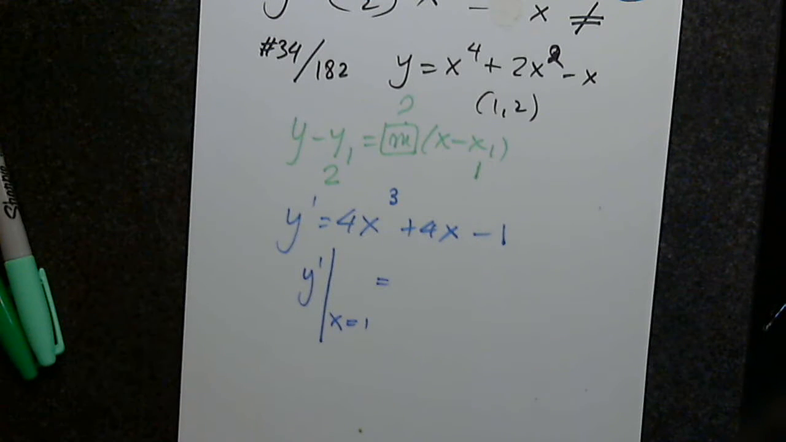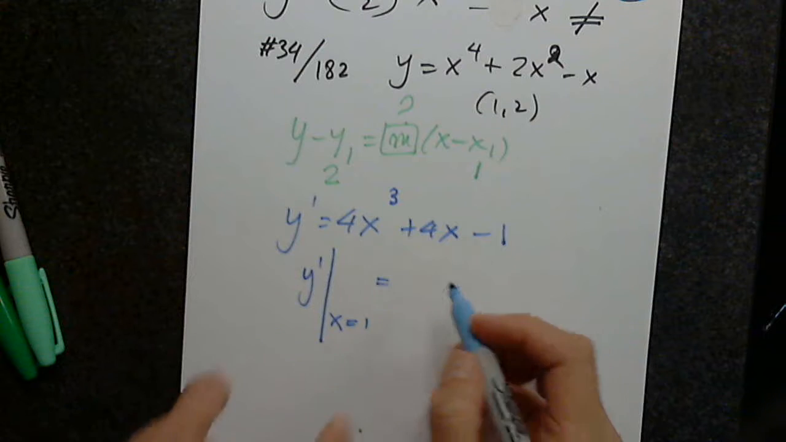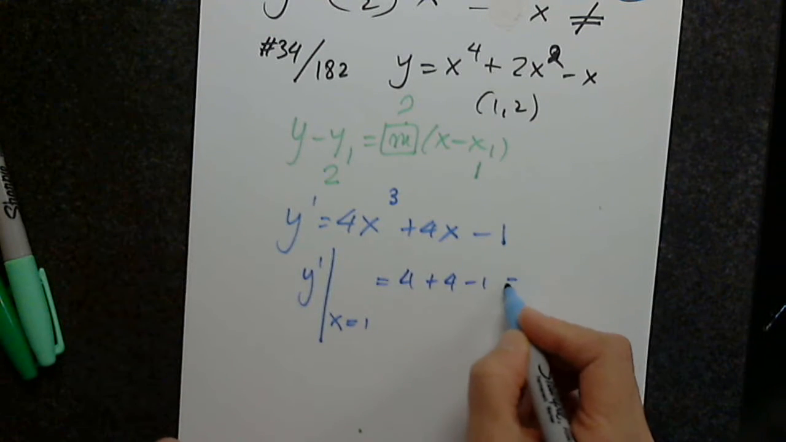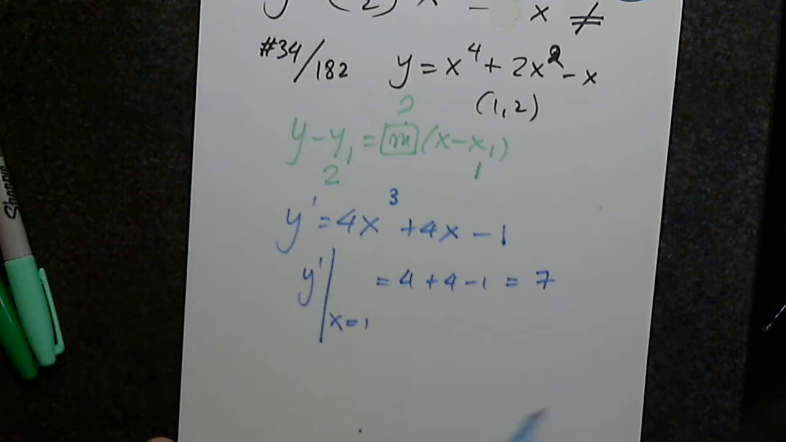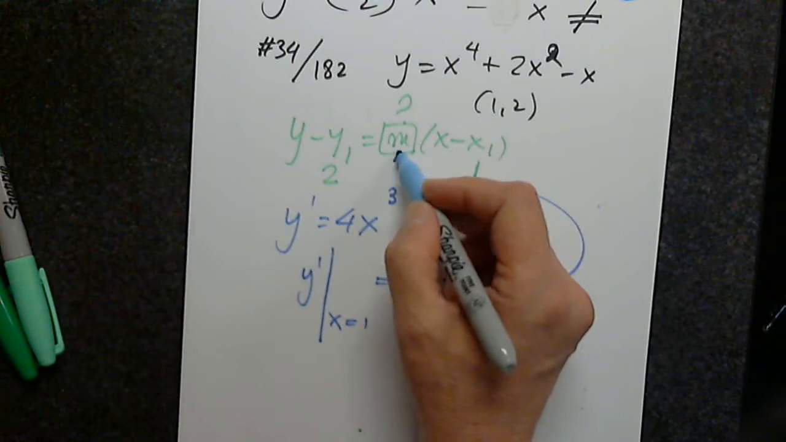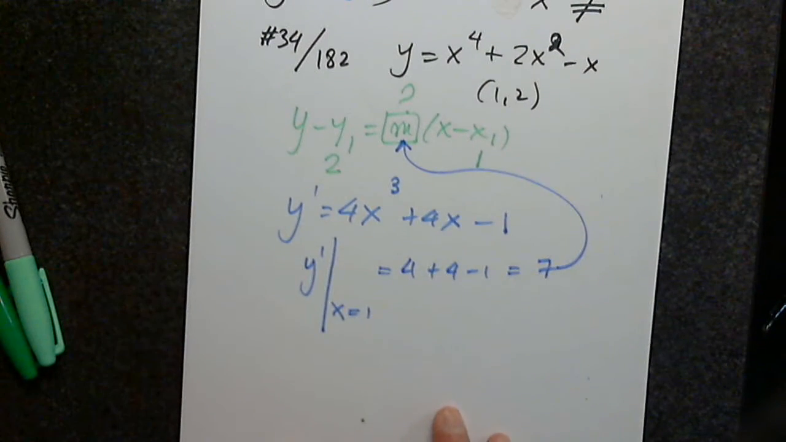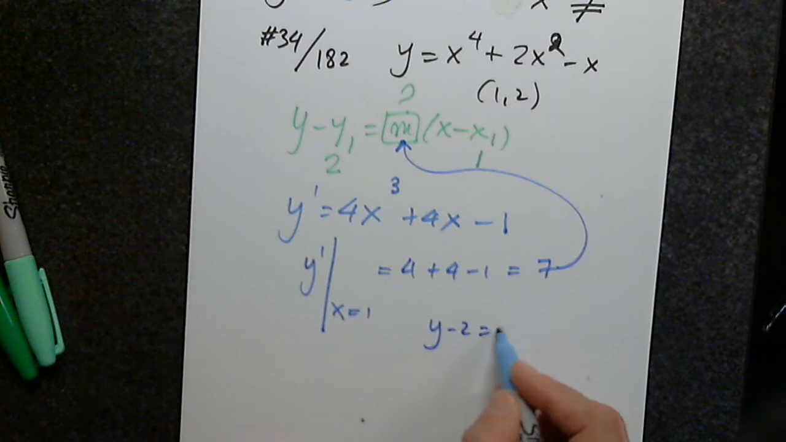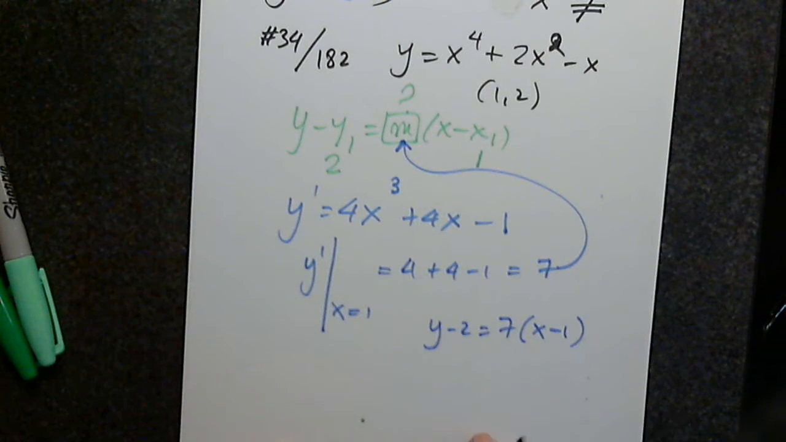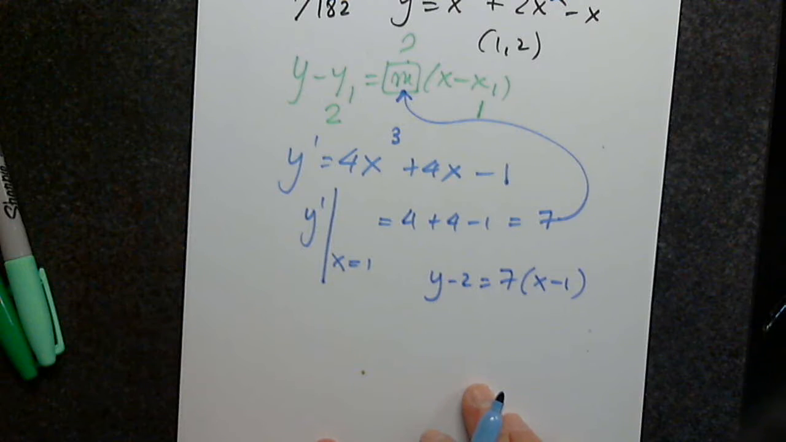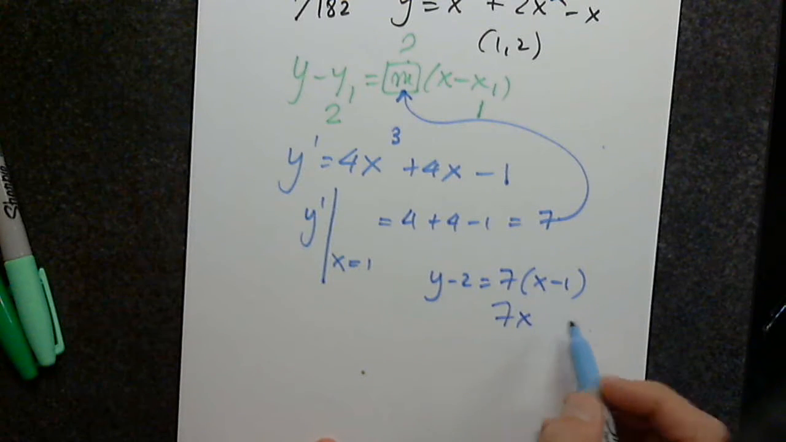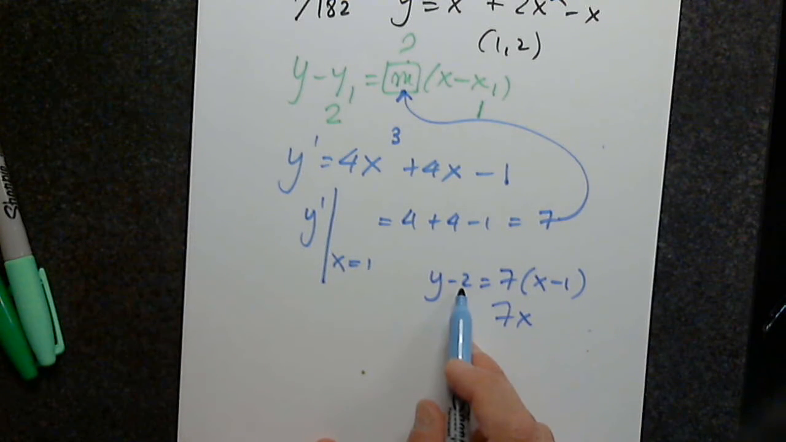What does this symbol mean? It means the value of y prime when x is 1. So it's 4 plus 4 minus 1, it's 8 minus 1, 7. And this is the number we need in here. So we have y minus 2 equals 7 times x minus 1. And we're done. 7x minus 7, but plus 2.